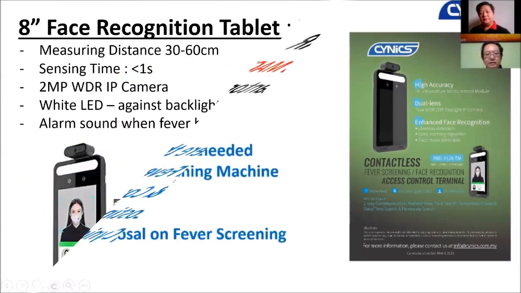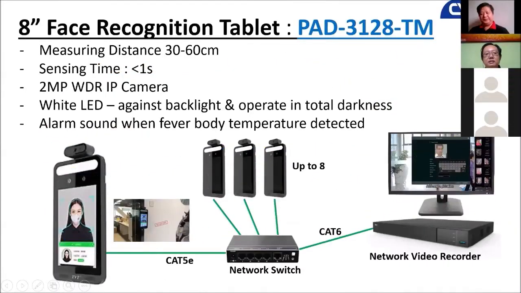Let me start now. This is the wiring diagram and the specification for the 8-inch face recognition tablet. The measuring distance is about 30 cm to 60 cm. Sensing time is less than 1 second. It has a built-in 2 megapixel camera and also a white LED, which is for against backlight and also to operate in total darkness.